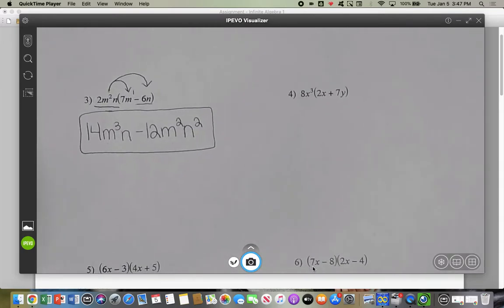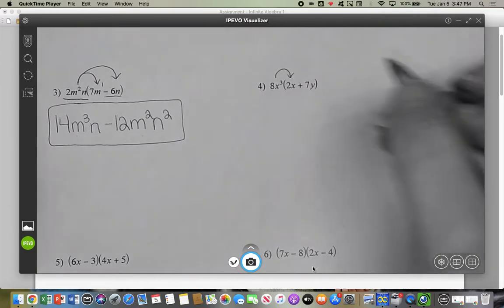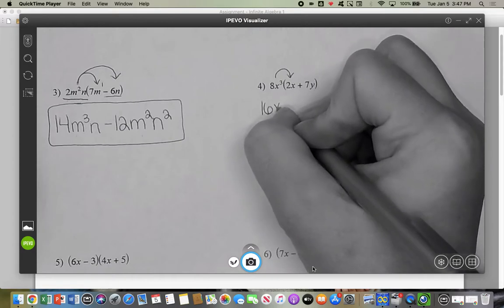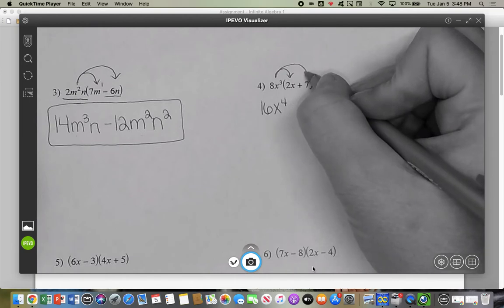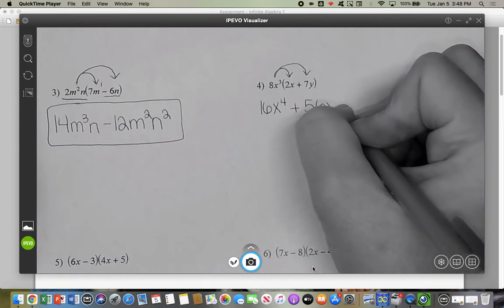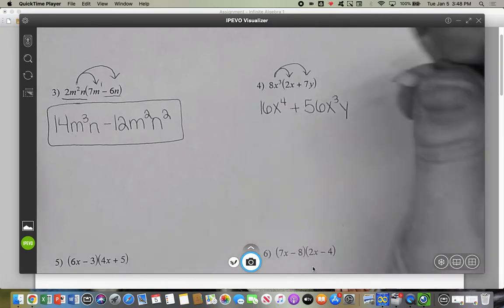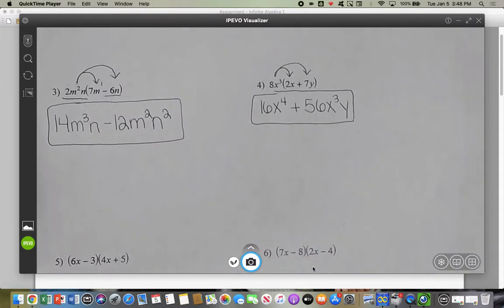All right, next one, 8x cubed. We're multiplying it. 8x times 2x gives me 16x to the 4th for the first term. The second term, I am taking 8 times 7 to give me 56. Now my x cubed and my y can't be combined, so I bring them like that, and I am done. So those are the first 4 examples, just a single distributive property.